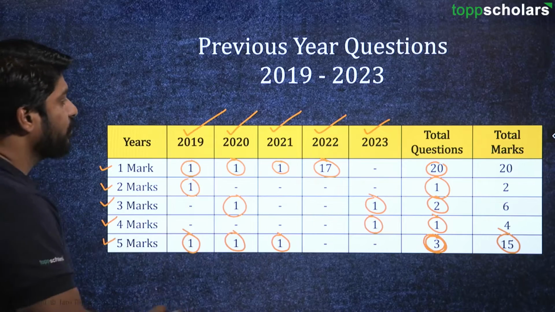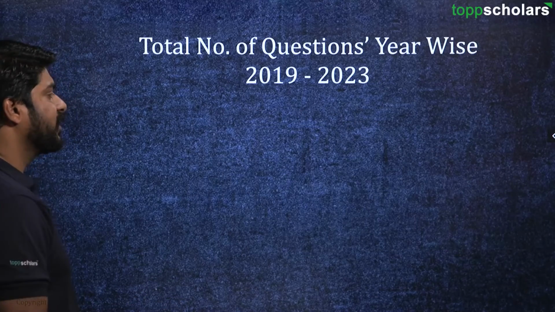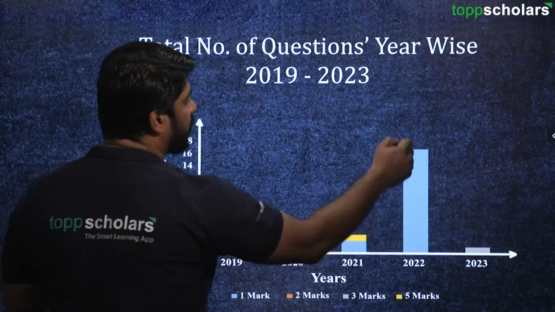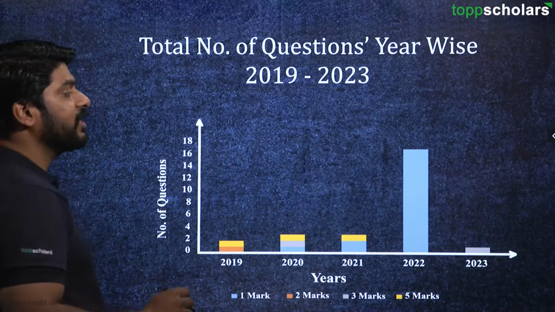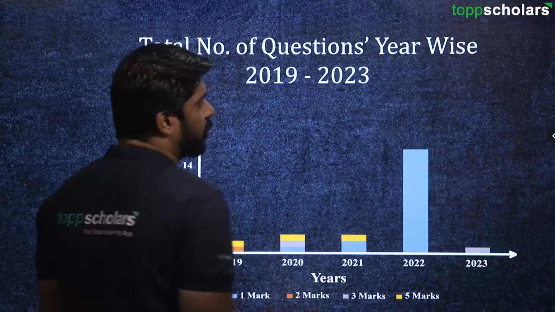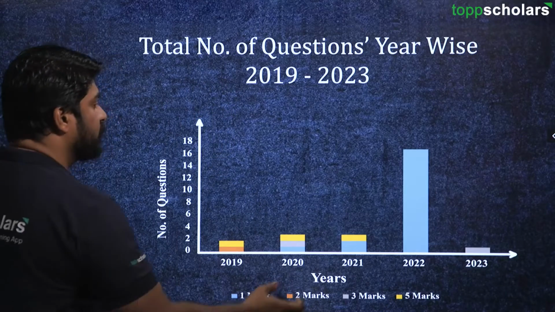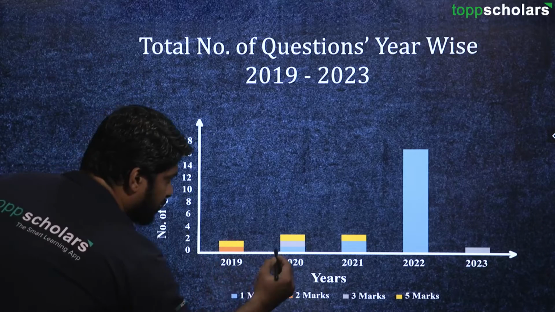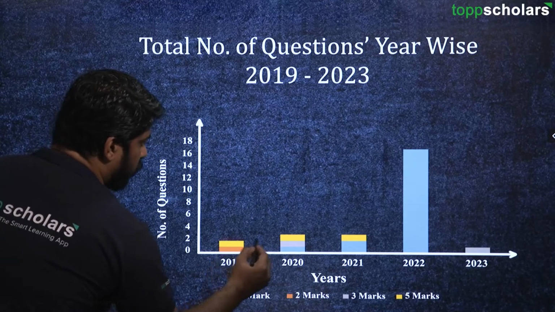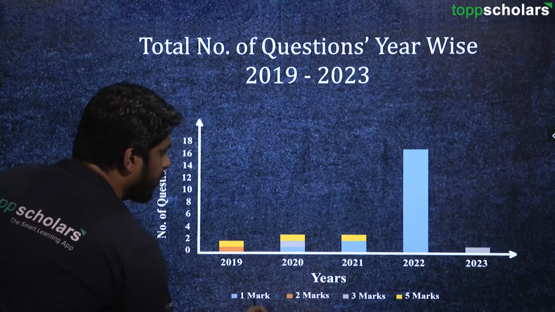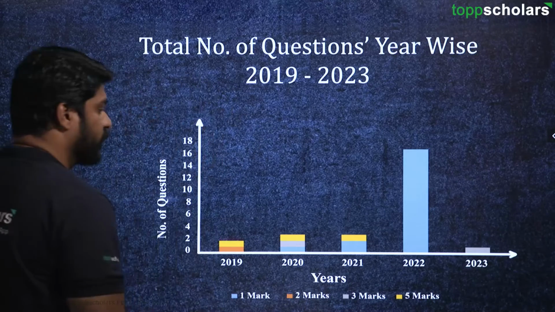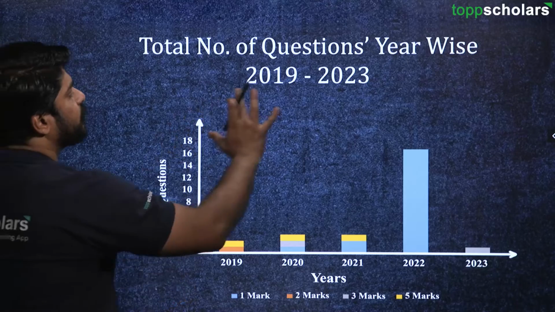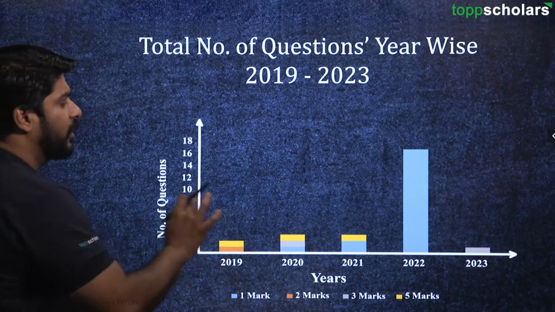Now this simple chart is represented in a graphical form here. As you can see, in the year 2022 we had 17 questions, that's why you can see a very large building over here, isn't it? And in the other years, you can see small bumps. Each of these different colors indicates a different type of question, isn't it? So this is the same statistics represented by a graph.